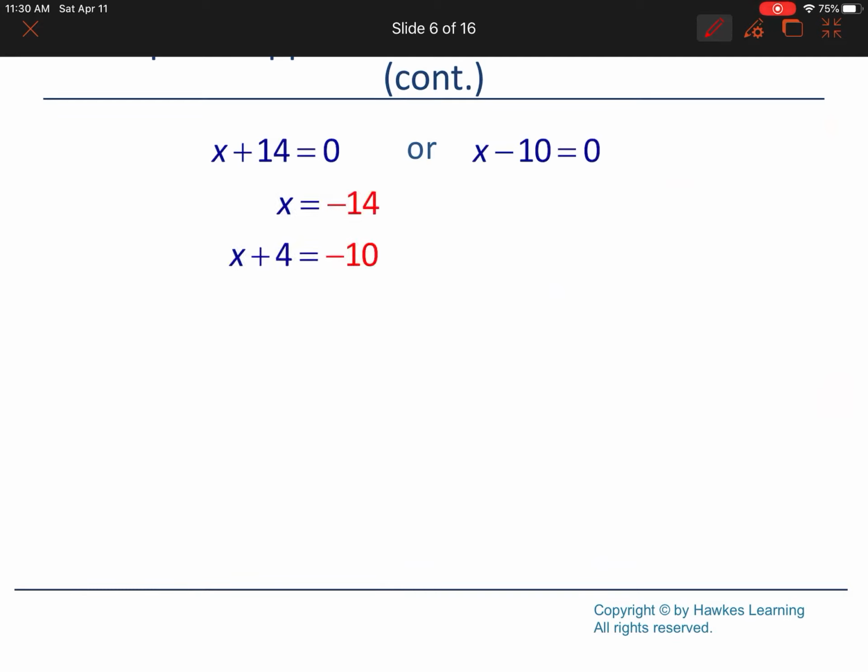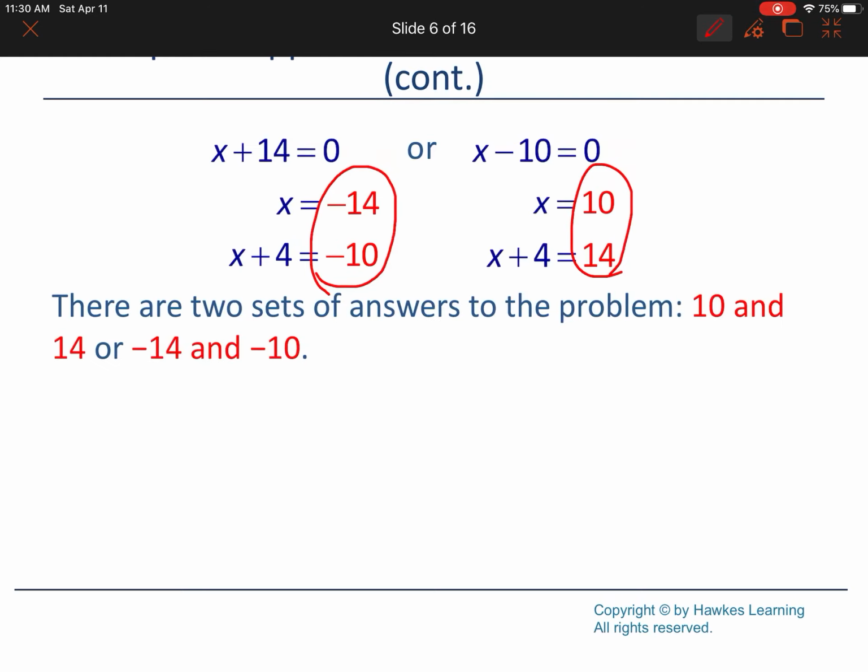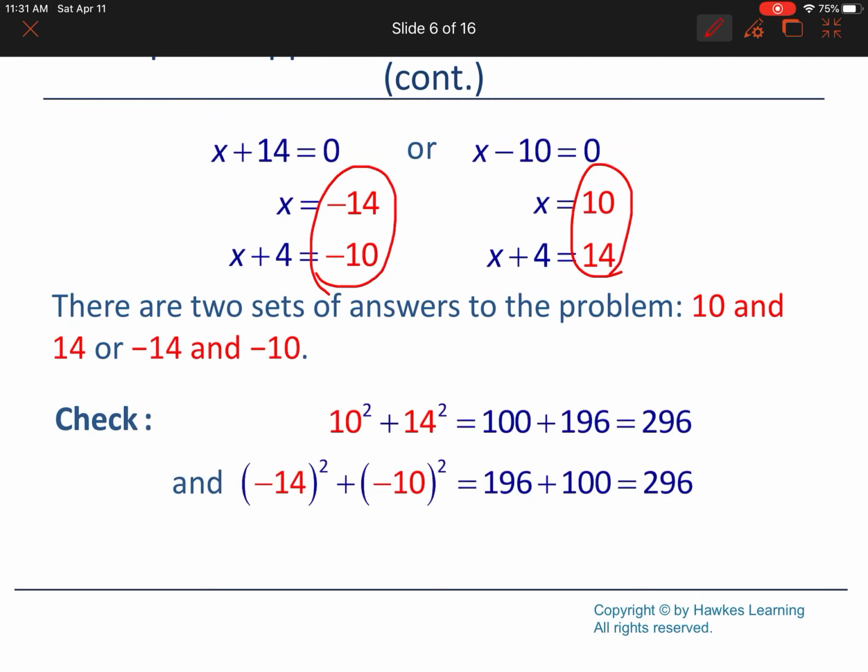So we solve that. When we solve, we get x is negative 14, and on the other side, I get 10 when I plug it in. So these are my two numbers, negative 14 and 10, or 14 and negative 10 for the other one. So these actually both work. Nothing in our original problem said anything about them not being negative. They could be negative. They just said they were numbers. And if you check them, they both check. Okay?